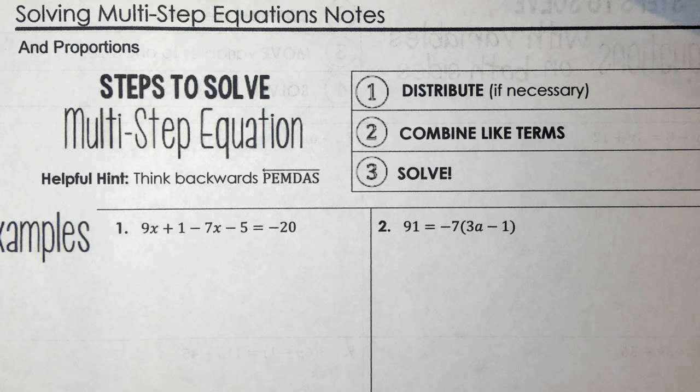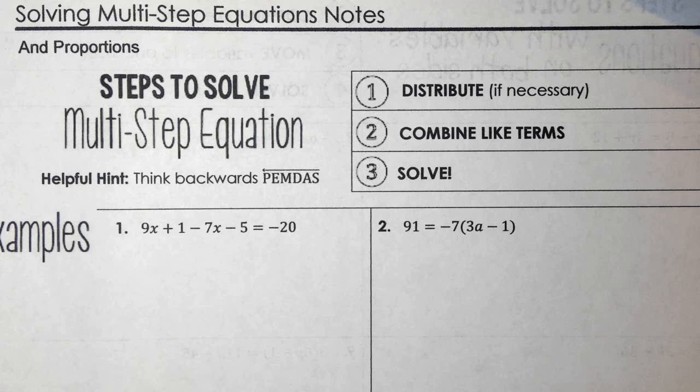Up here on the left, the steps are, number one, distribute if necessary. You'll distribute if you see any parentheses in your equation. That means you need to distribute the number outside the parentheses along with the sign that's in front of it into the parentheses if necessary. Number two, combine like terms. Number three, solve. So today is all about examples, really. We don't have much vocab today. It's mainly just examples today.